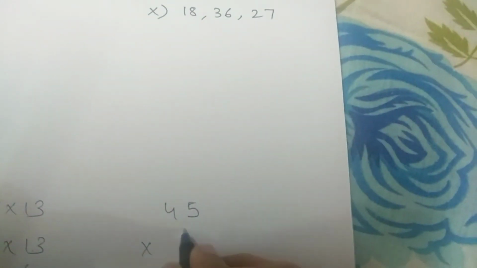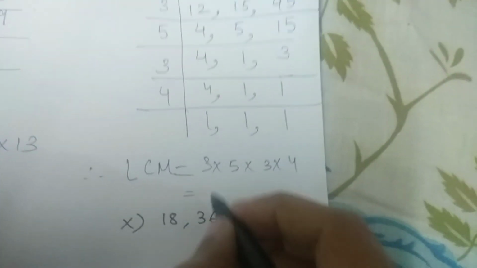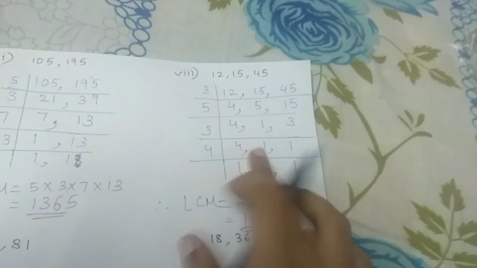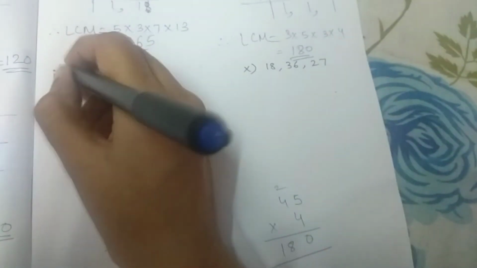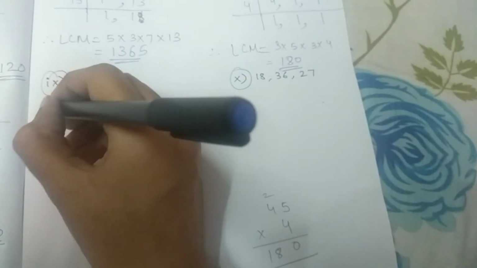45 4s are, let's check, 45 4s are: 4 5s are 20, 4 4s are 16, plus 2 is 18. So it is 180. Okay, this is the LCM of these three numbers. Now sum number 9 and 10 again for homework.